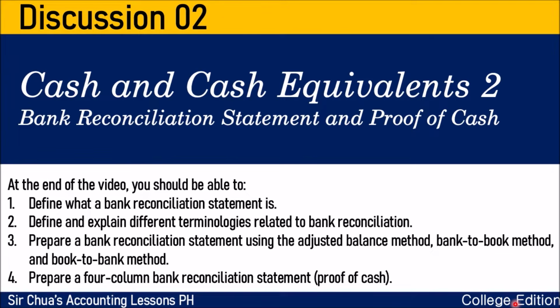This is discussion 2, our part 2 for cash and cash equivalents, and now we will be talking about the bank reconciliation statement and proof of cash. At the end of the video, you should be able to define what a bank reconciliation statement is and define and explain the different terminologies related to bank reconciliation. We shall also prepare a bank reconciliation statement using the adjusted balance method, bank-to-book method, and book-to-bank method. And lastly, you should be able to prepare a 4-column bank reconciliation statement, or what we call a proof of cash.